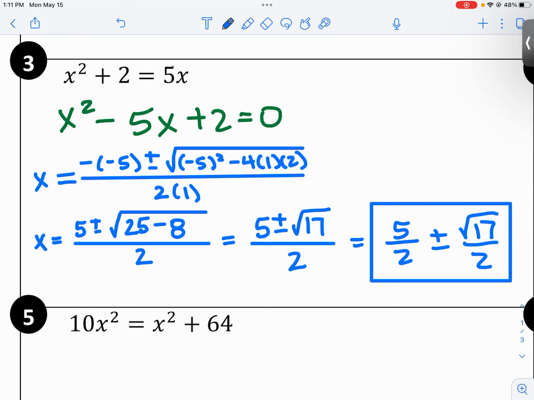Okay, so we know when to do it because nothing in 2 could go into 5, so we use the quadratic. Yeah, let's look at number 4.